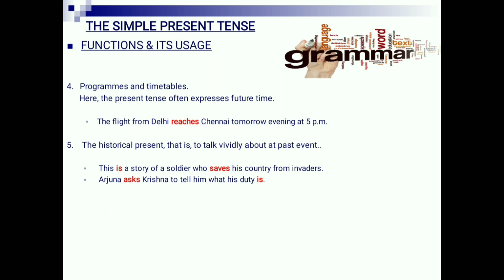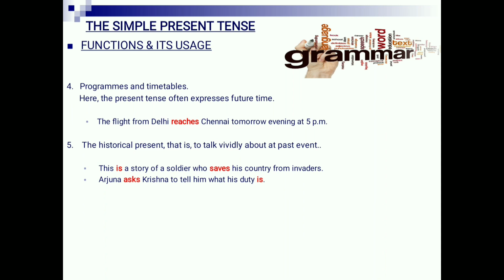This is the routine action. The flight starts from Delhi and it reaches Chennai every day or on the next day at 5 p.m. So this is a daily action, and it is a timetable, means it happens at proper timings. So it follows a timetable, so that time you can use simple present tense.